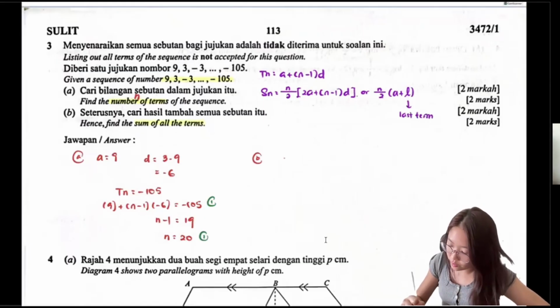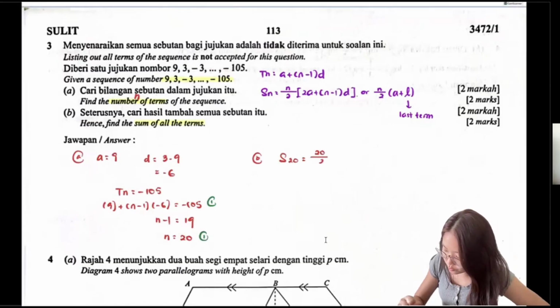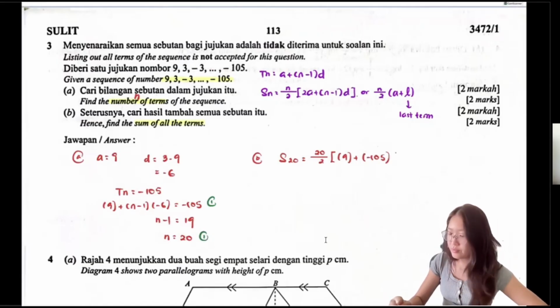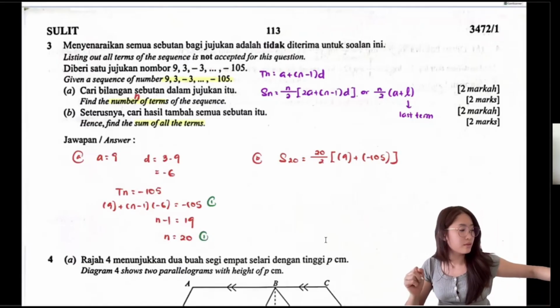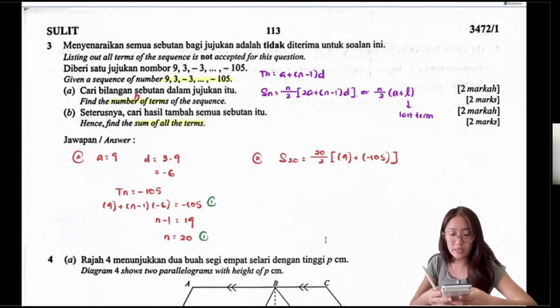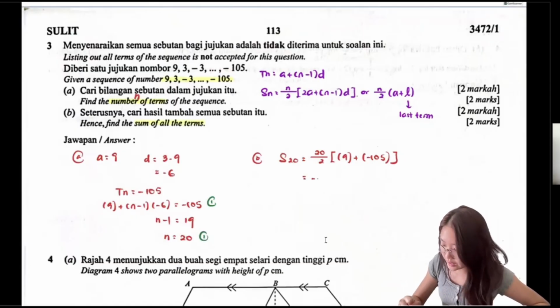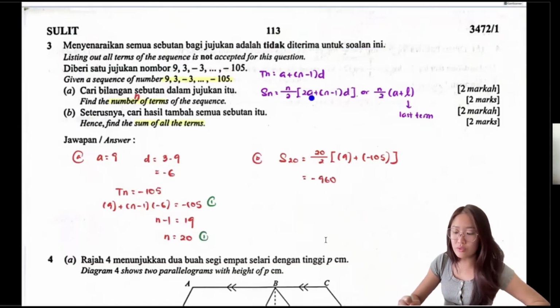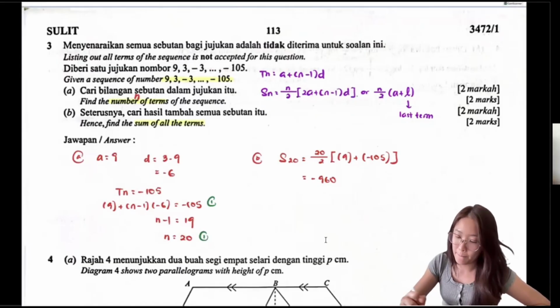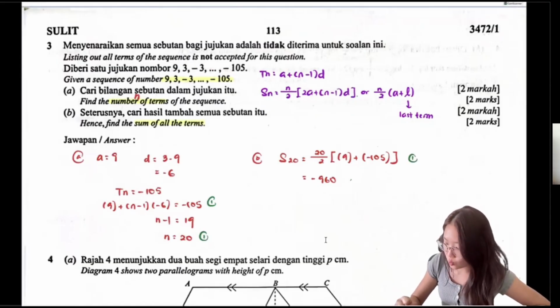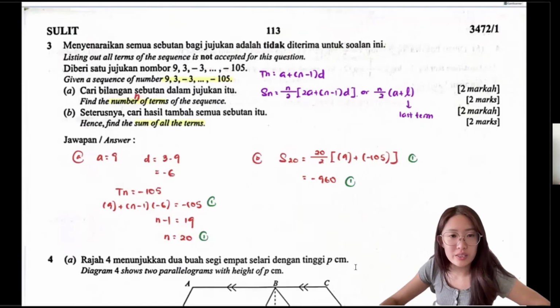So here you have S of 20 terms. Your last term is given, isn't it? So you can basically just take n, 20 over 2. Your a is 9. L is -105. Then you can just use the calculator to calculate -105 plus 9 times 10. This is -960. If you use the first formula also, you will get the same thing. So 1 mark here, 1 mark here. Finish.